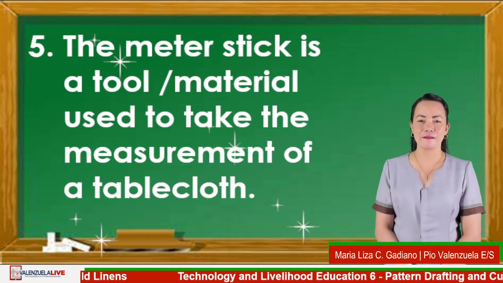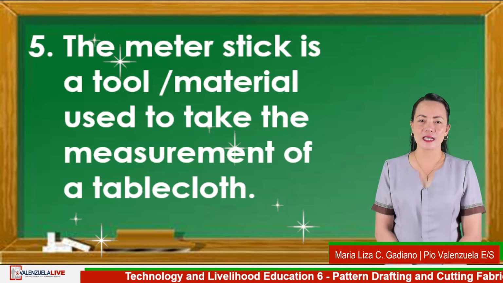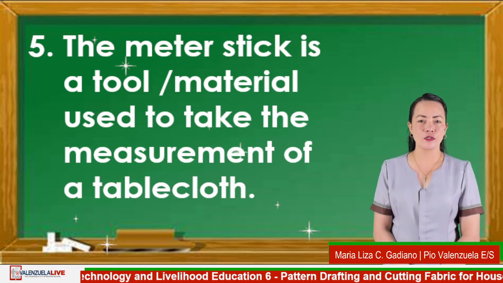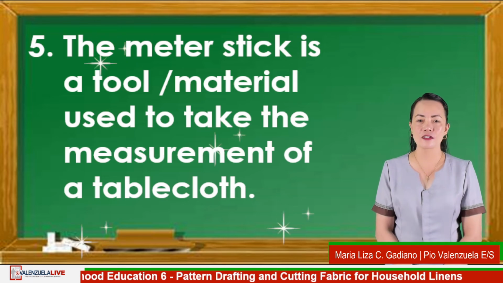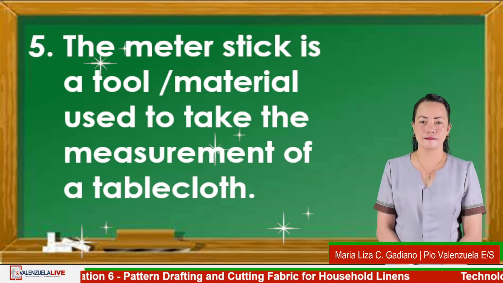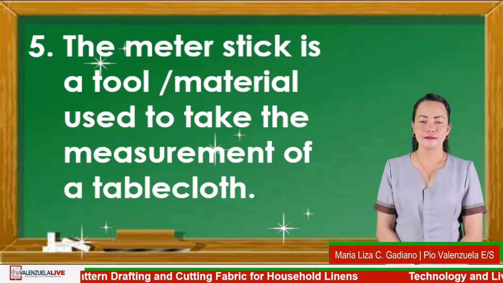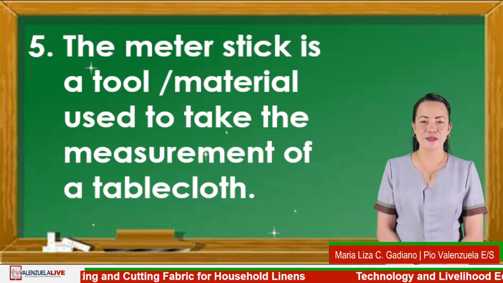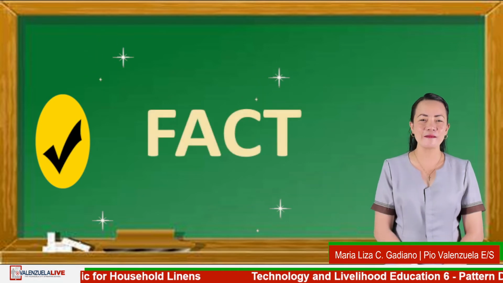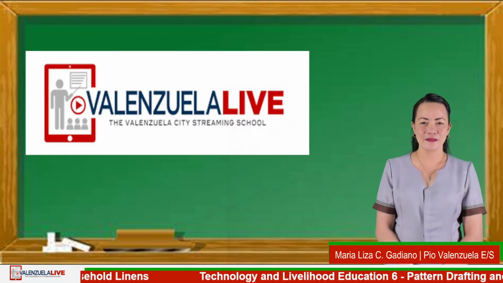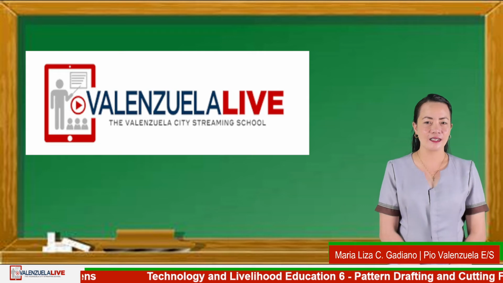Number 5. The meter stick is a tool or material used to take the measurement of a tablecloth. Is it a fact or a bluff? The answer is fact. Good job, children!